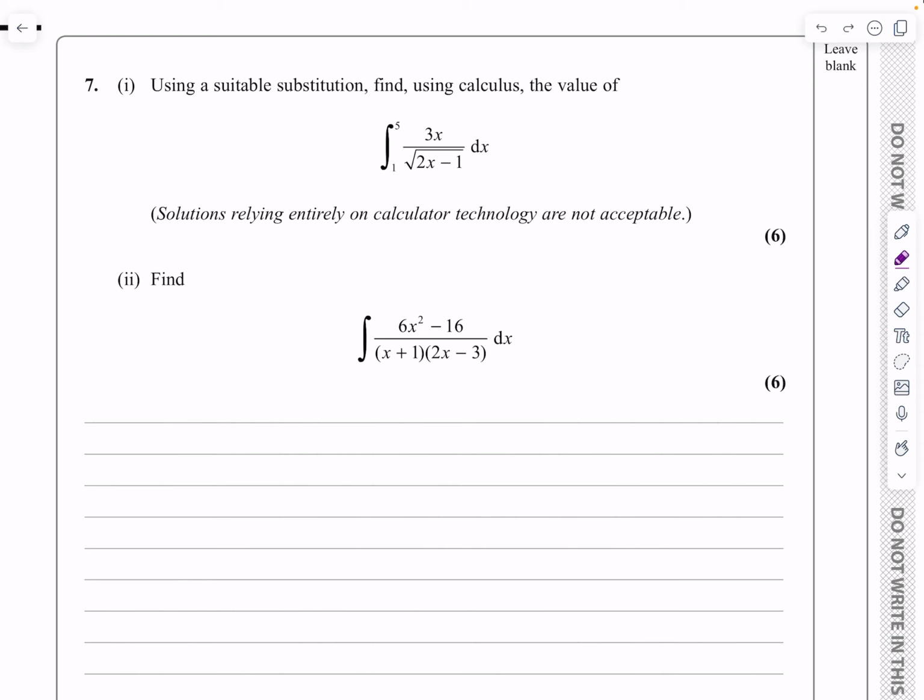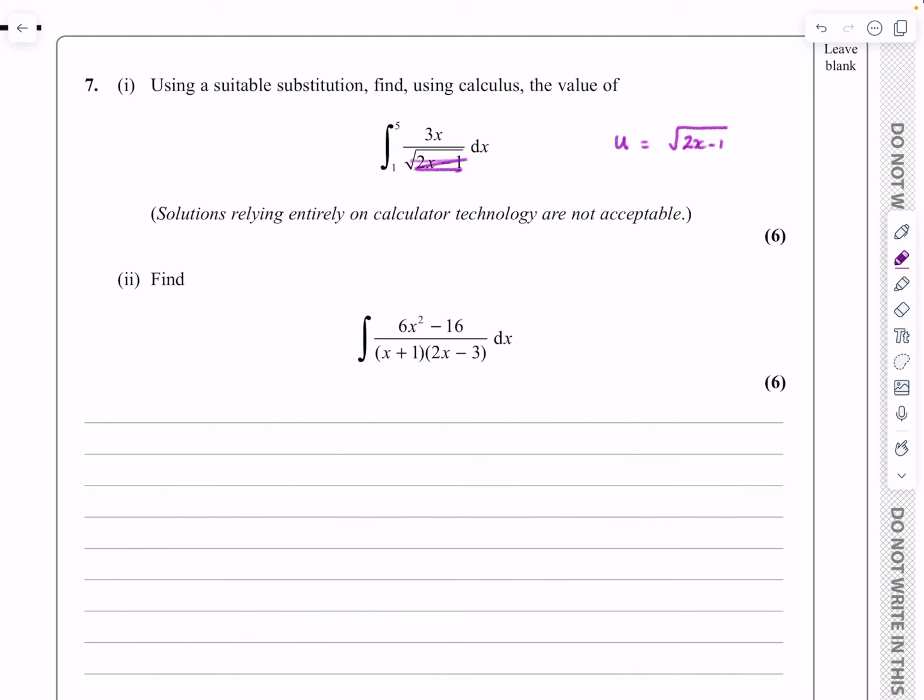Let's look at the substitution. Why isn't the substitution one straightforward? Because they haven't told me what substitution to make. So I could, if I wanted to, make one of two different substitutions. It's up to me which one to choose. I could take u equals the square root of 2x minus 1. That would get rid of that bit nice and simply.